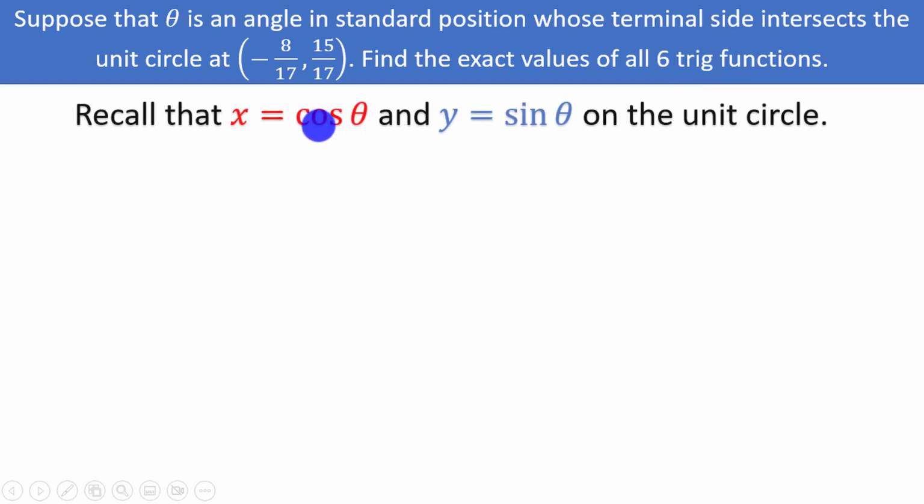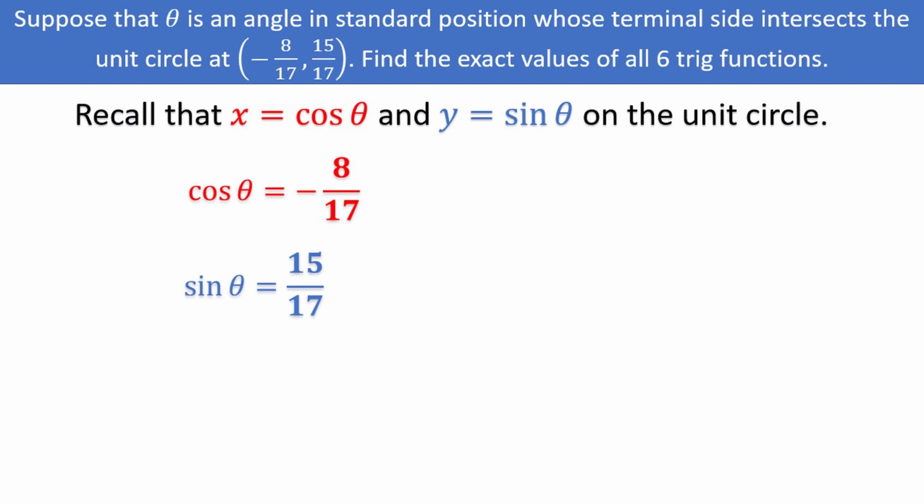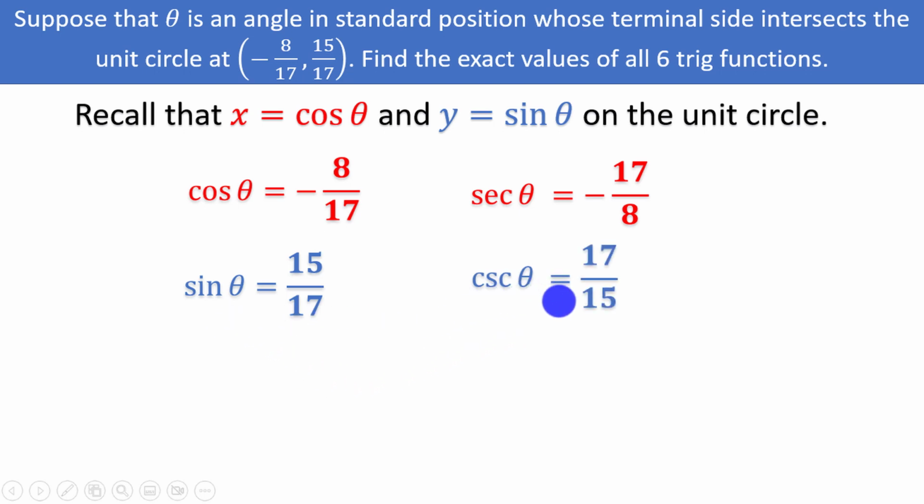Recall that the x-coordinate of the unit circle is equal to cosine of theta, and the y-coordinate is equal to sine theta. That means we get 2 out of the 6 trig functions for free. Cosine of theta is equal to -8/17, and sine of theta is equal to 15/17. Recall that secant of theta is just the reciprocal of cosine of theta. So that means that secant of theta is -17/8. Cosecant of theta is the reciprocal of sine of theta, which means that cosecant of theta will be 17/15.